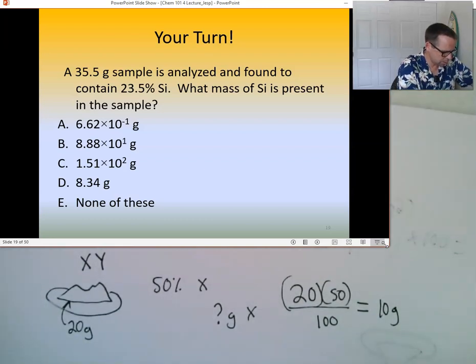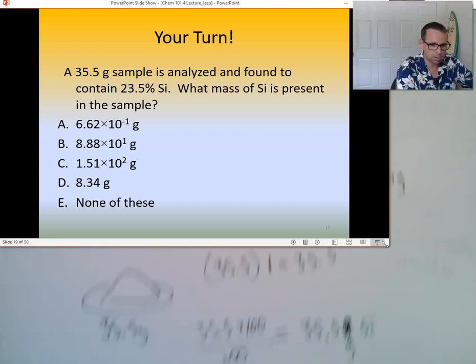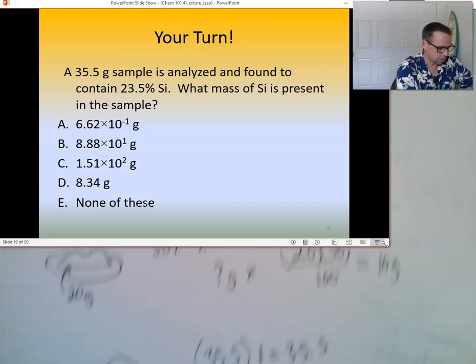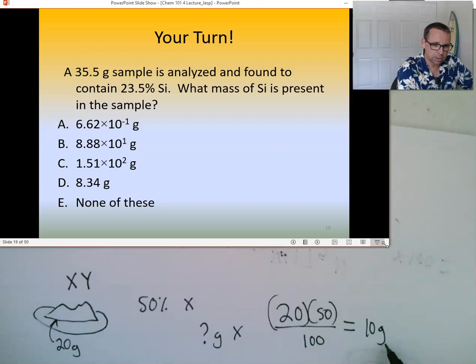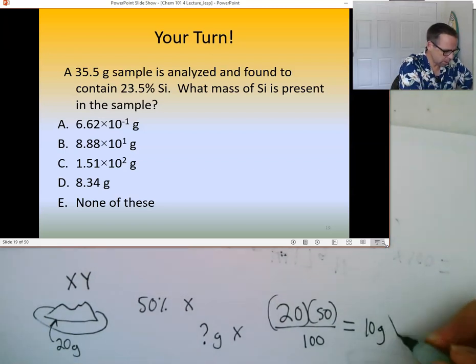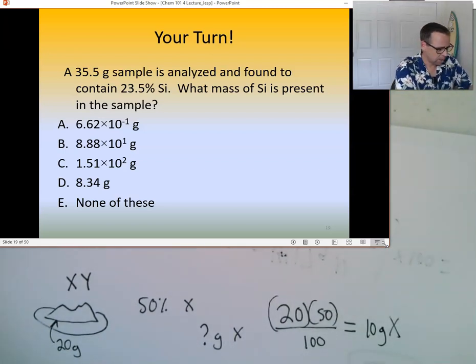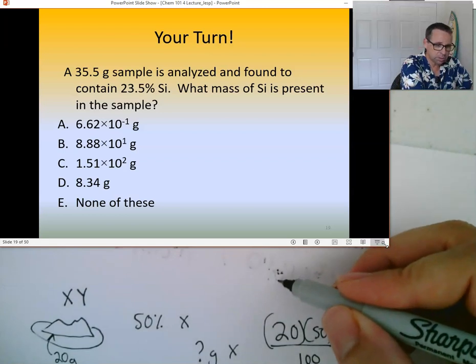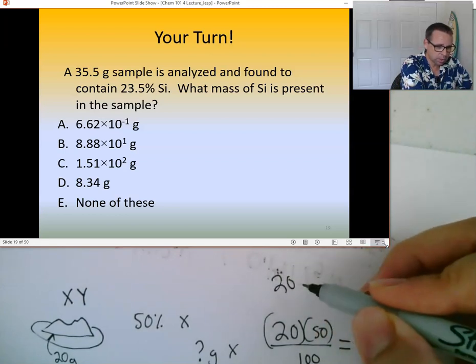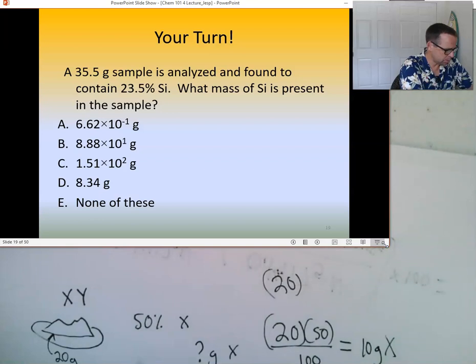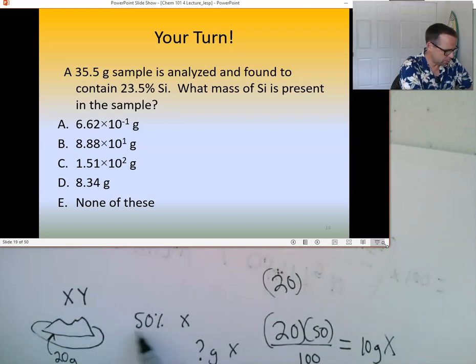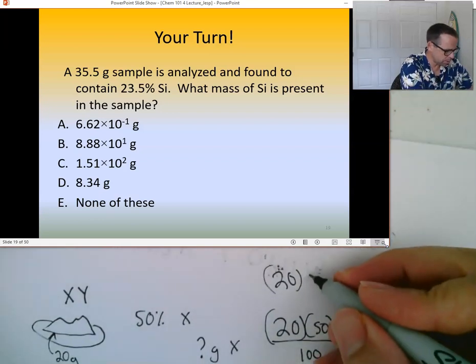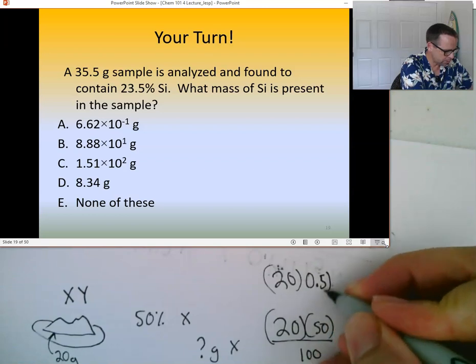Oh, this is not supposed to be percent. That's supposed to be grams of silicon down here. That was not supposed to be percent. So that's grams, 10 grams of my X. Another way to do it would be to, again, take the mass, 20, but now just multiply it by the 50 that I've divided by the 100 already, which is 0.5.